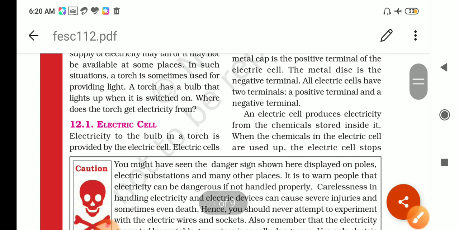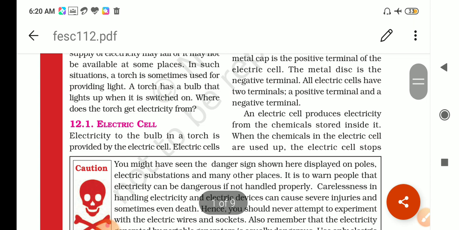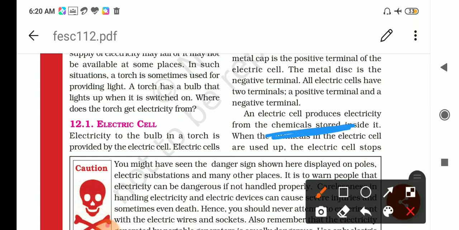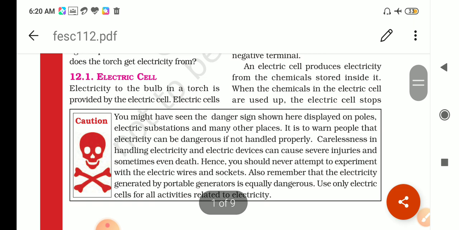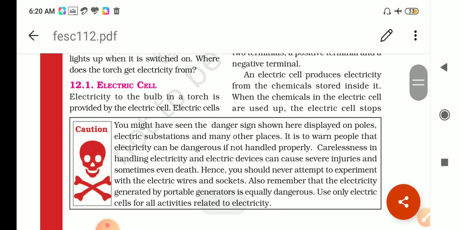An electric cell produces electricity from the chemicals which are stored inside. If we ask how this electricity is generated inside the cell, it is these chemicals stored inside that convert the chemical energy into electric energy. The electric cell stops working when all the chemicals inside are used up.